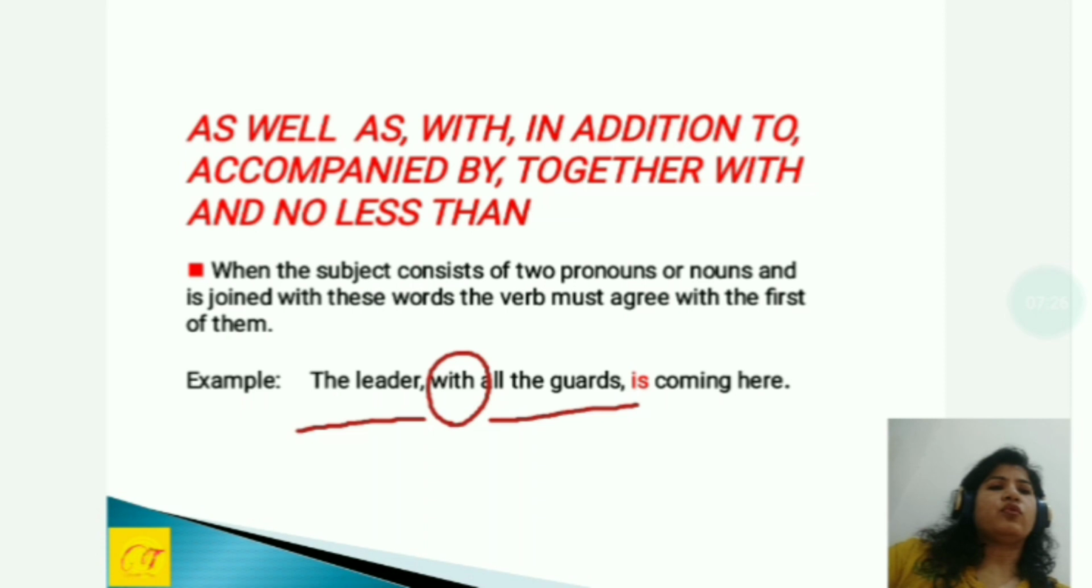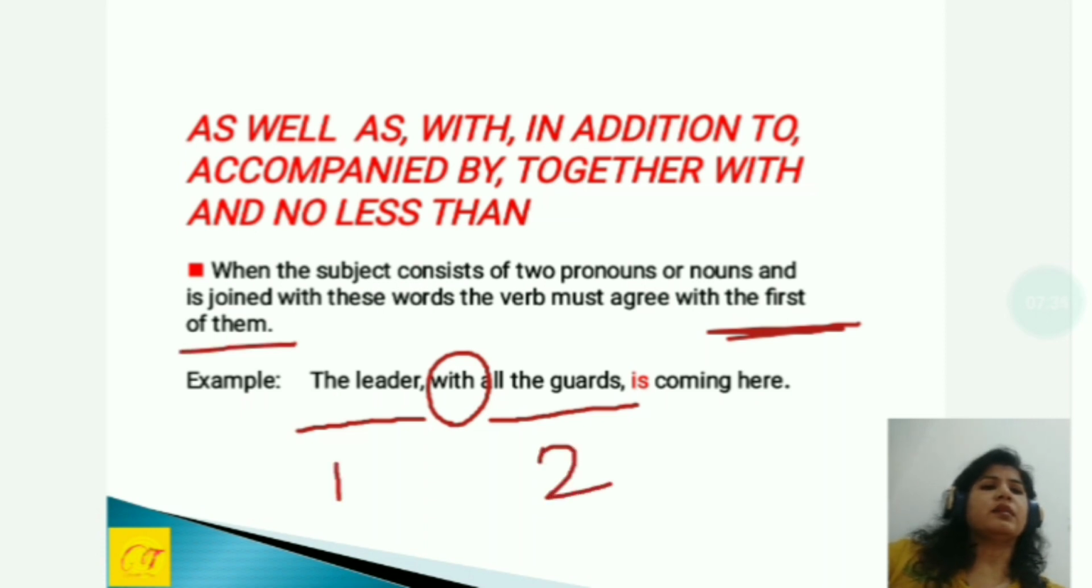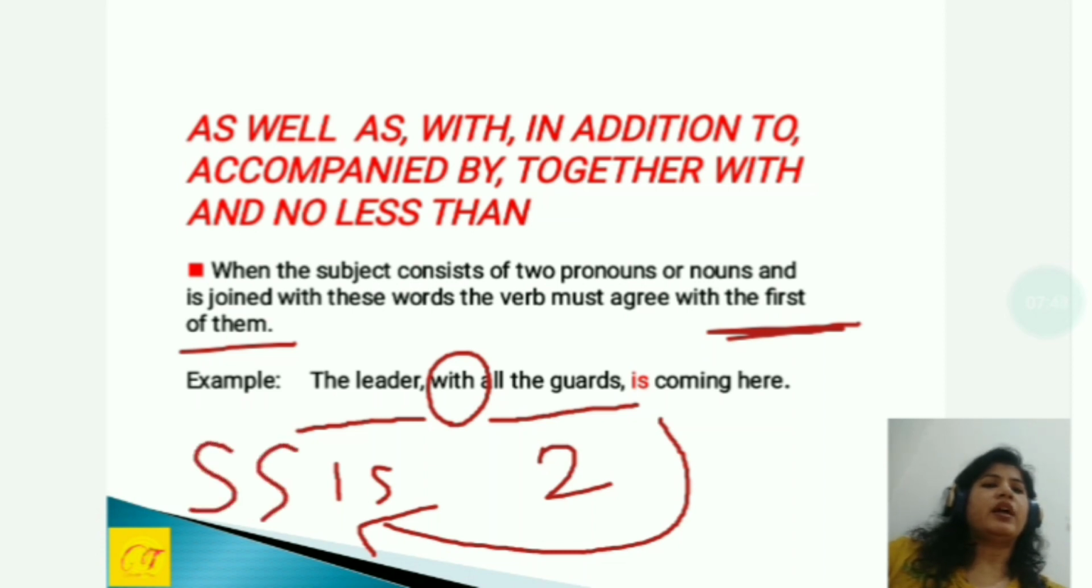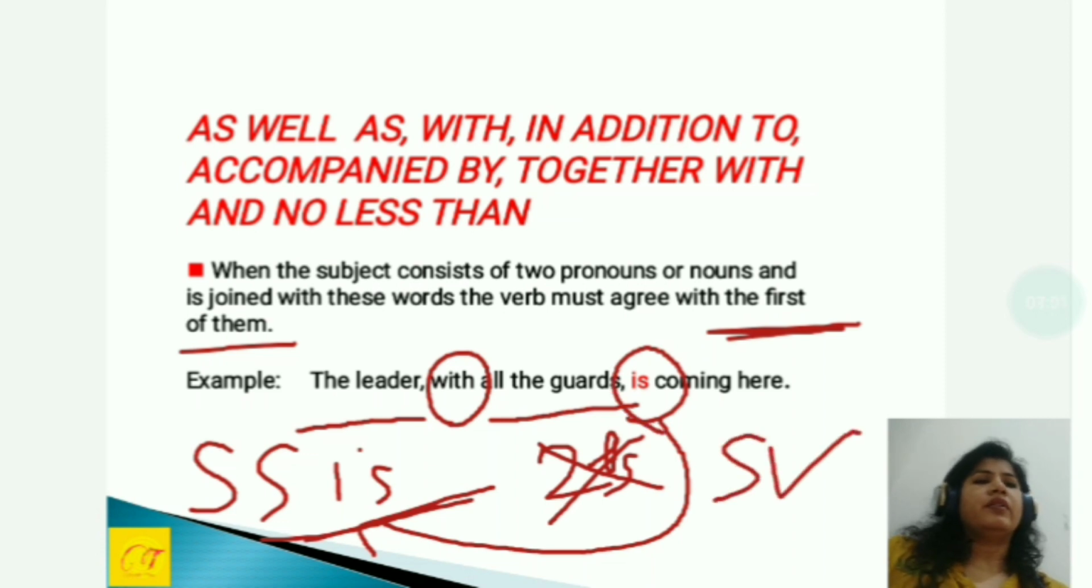When the subject consists of two pronouns or nouns and is joined with these words, the verb must agree with the first of them. This is the first and this is the second subject. So the verb would agree with the first subject, right? And the first subject is a singular subject, and the second subject is a plural subject. The verb would not go with the second subject, it would go with the first subject. And it's singular, so we are using a singular verb here. Alright?